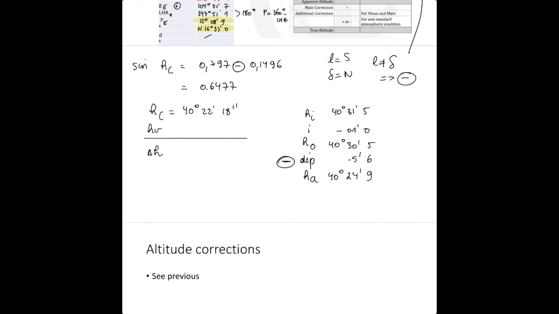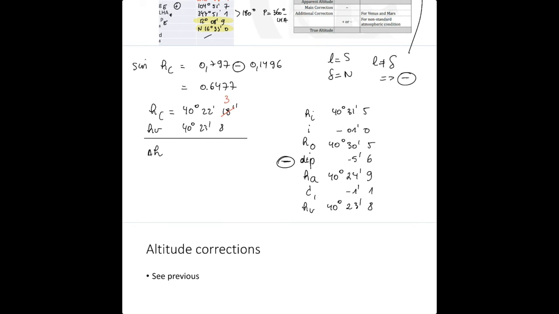Okay. Then we need to add the main correction for refraction. In this case, this is minus 1.1. We are in standard atmospherical conditions, so there is no further correction. And this gives us then an HV of 40 degrees, 23.8. If we compare this to our calculated altitude, we see that we have a difference.